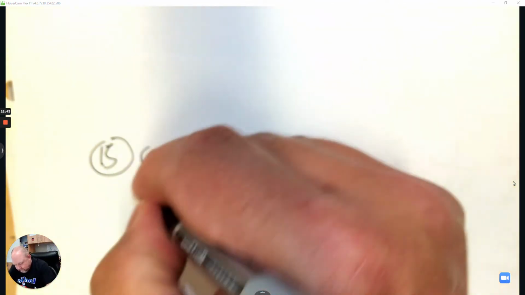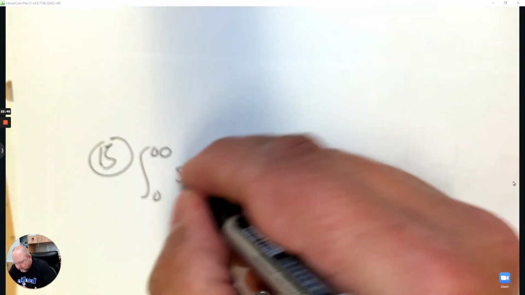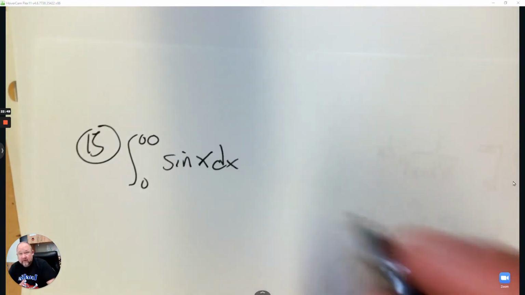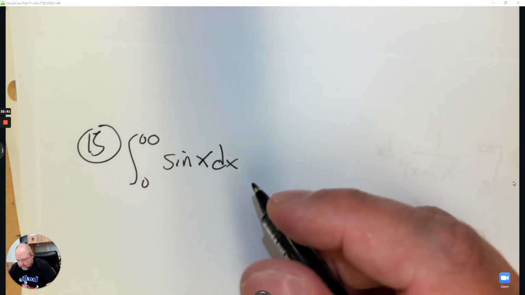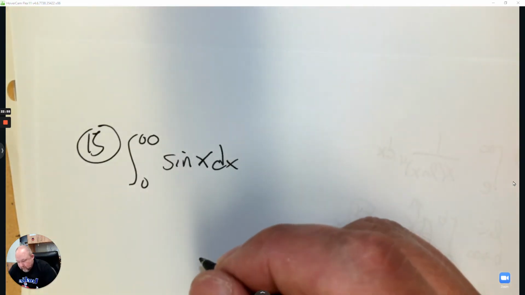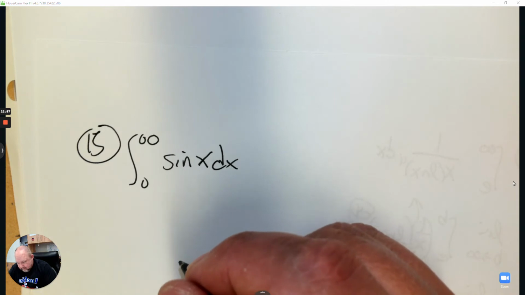Number 15. Sine's a tough one because it oscillates, right? What's the right end behavior there? It doesn't have one, right? It doesn't converge to something, or the left end behavior as it goes to infinity or negative infinity. It oscillates. So it doesn't exist, the right or left end in terms of that.